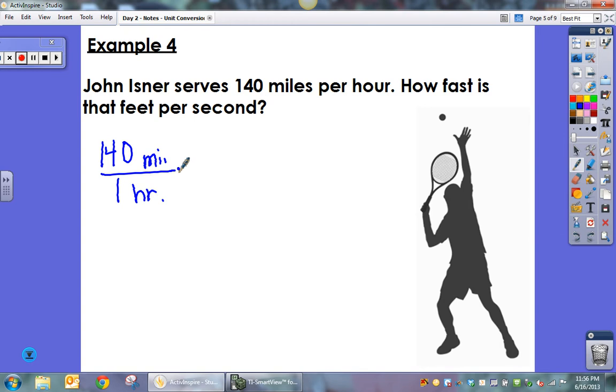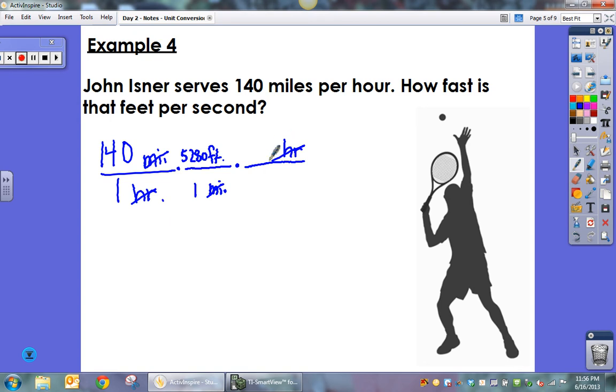So I'm going to choose to convert my distance first. I'm going to go from miles straight to feet because I know how many feet are in a mile. There are 5,280 feet in a mile. That gets rid of my units for miles. Now I'm in feet, which is what I wanted, but now I have to go into seconds. So I'm in an hour, and I need to go from hours to seconds.